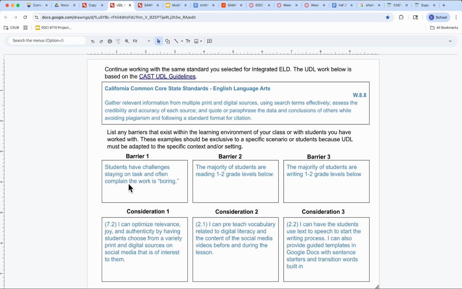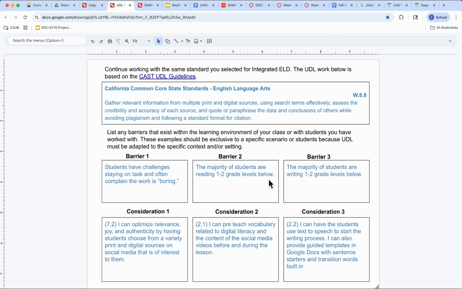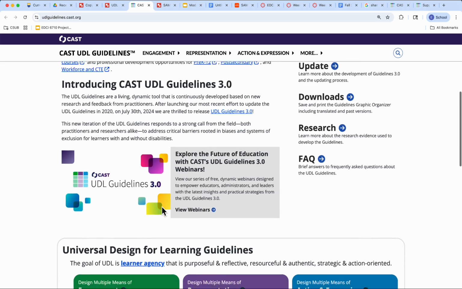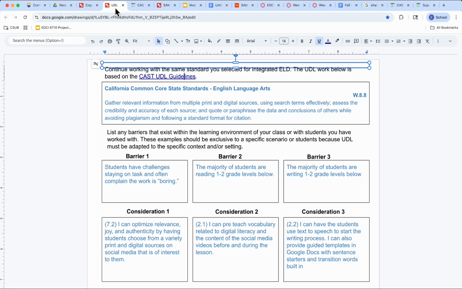And so my barrier number one is that students have challenges staying on task and often complain that the work is boring. The second barrier that I have is that the majority of students are reading 1 to 2 grade levels below. And then barrier number 3 is that the majority of students are writing 1 to 2 grade levels below. So then what I did is I added the specific consideration, the specific guideline. The guidelines are here. They're also going to be linked there for you on Canva. So you could see which ones I got. For example, here 7.2 is the specific one, 7.3, 7.4. You could pick which one.